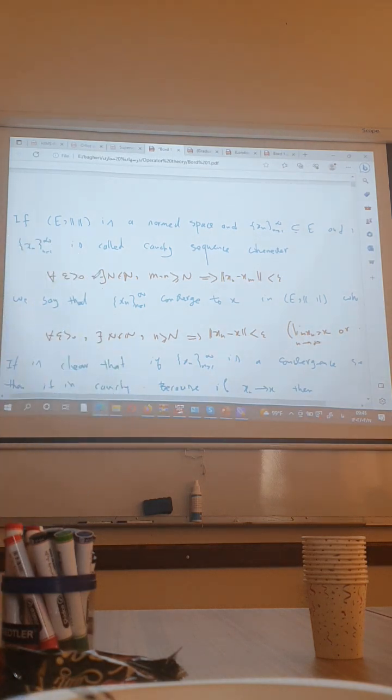This is the definition of Cauchy sequence. This is the definition of convergent sequence.